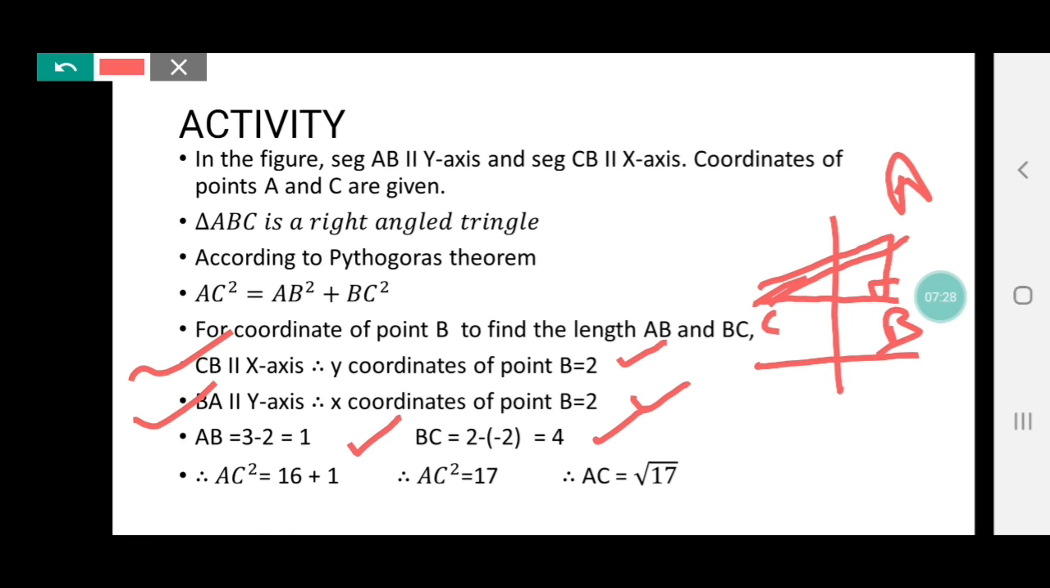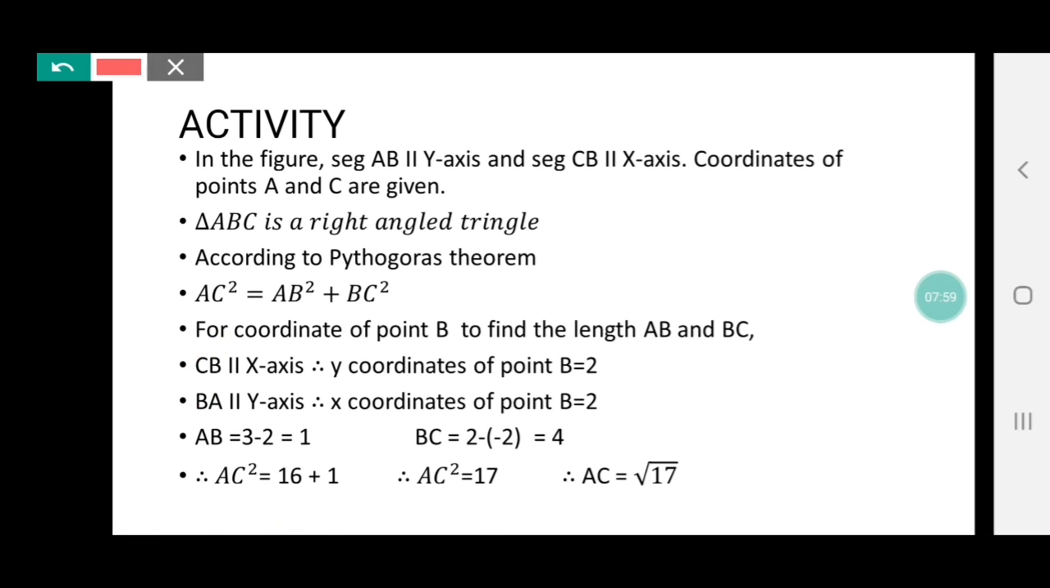So what is AC square then? It will be AB square plus BC square. BC is 4, so its square is 16, and AB is 1, so its square is 1. So AC square is 16 plus 1, that is equal to 17. Now when we take the square root, we get AC equal to root 17. The same concept we are going to use in the next topic we are going to learn, that is the distance formula.